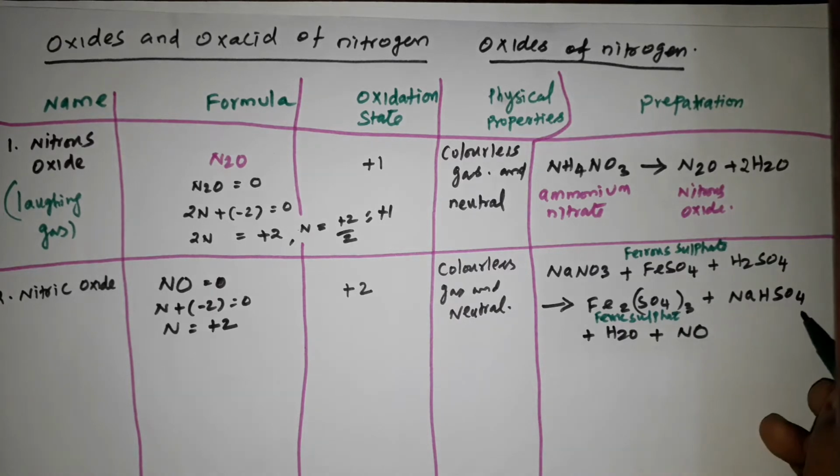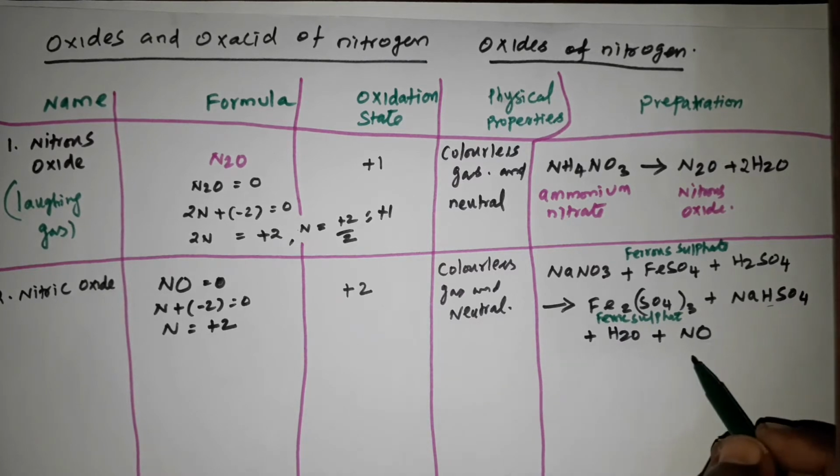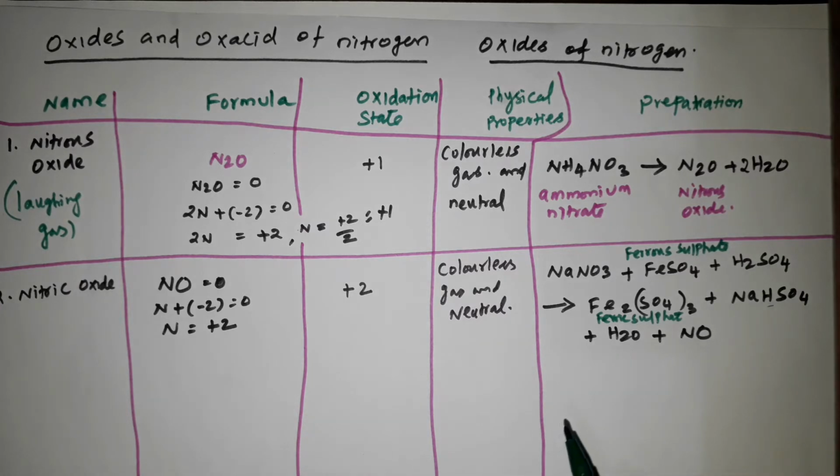This is sodium bisulfate. If it is Na2SO4, that is sodium sulfate. Here that is NaH. If hydrogen comes, that is bi. So sodium bisulfate plus water plus NO, that is nitric oxide. Clear? Okay. Now balance the equation.